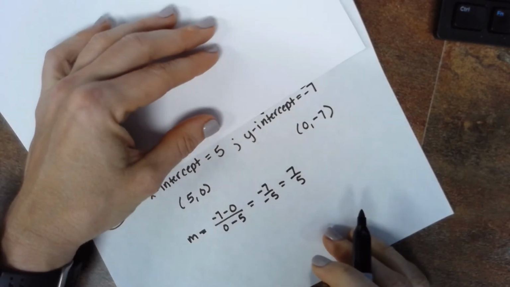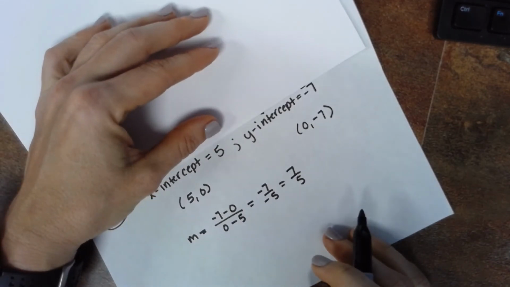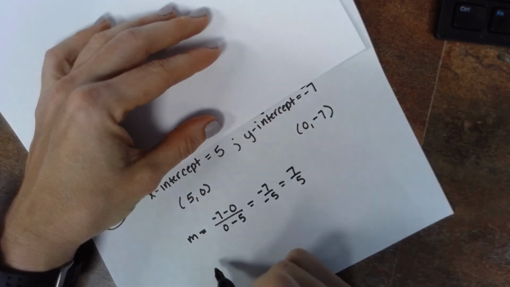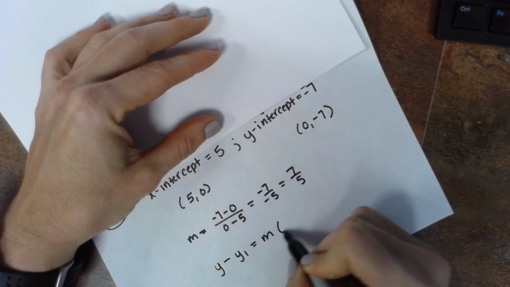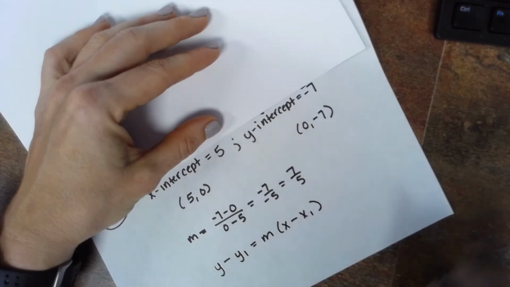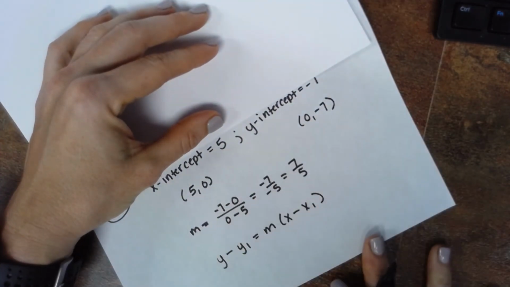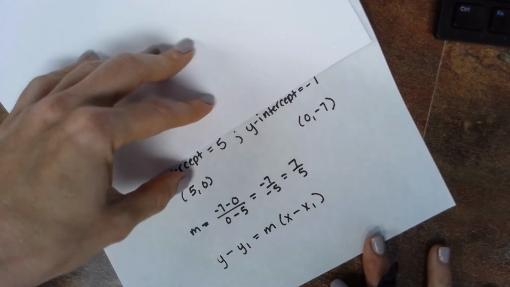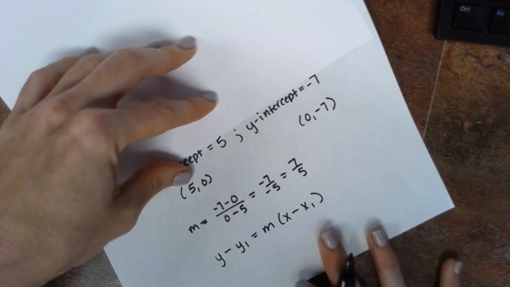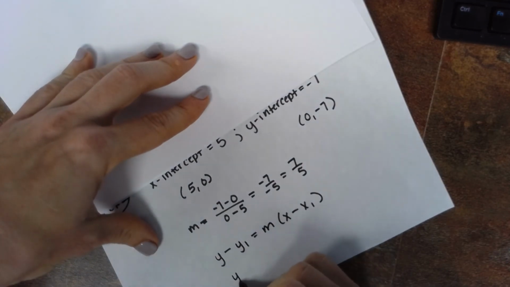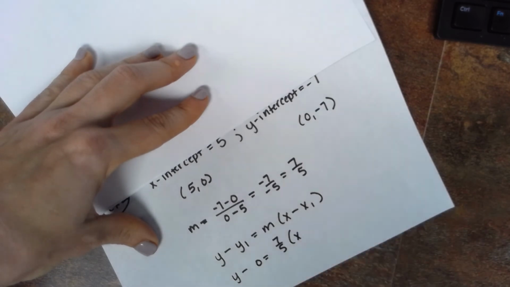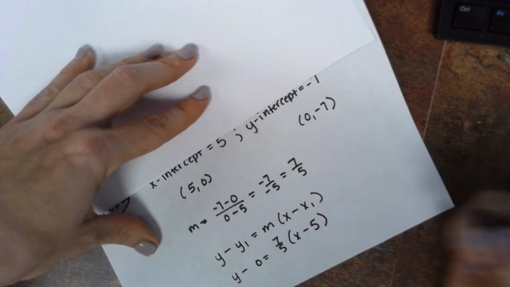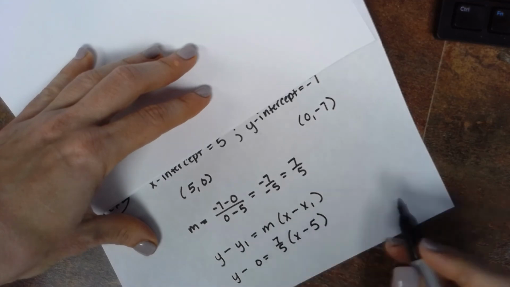Okay, so now what we want to do is go ahead and put that into our point slope form. And again, we could choose whichever point we want to. I'm going to use this first point here. Okay, so I have y minus 0 equals 7/5 times x minus 5.